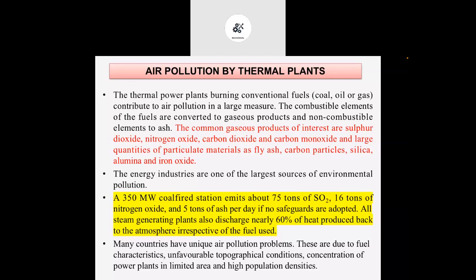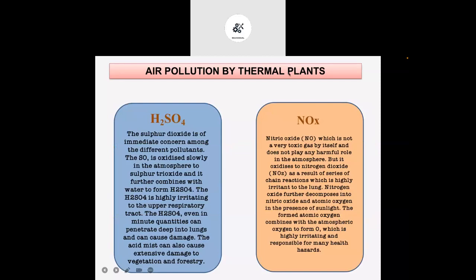Now, many countries have unique air pollution problems. These are due to the fuel characteristics. Again, the characteristics of the fuel also affect the quantity of pollutants coming out from the thermal power plant. There are other factors, like unfavorable topographic conditions, concentration of the power plants in limited areas, and high population densities. These are the other factors affecting the pollutants coming out from the thermal power plant.